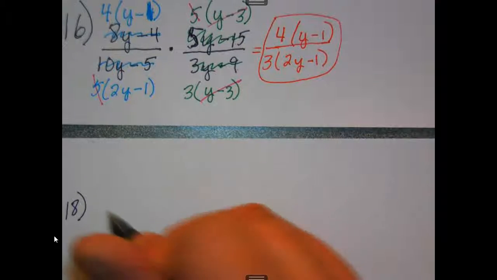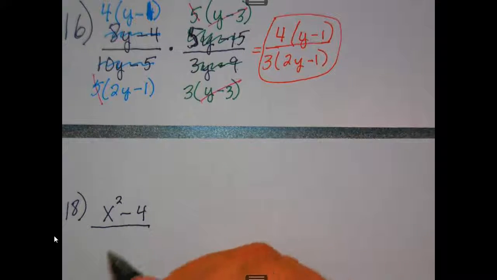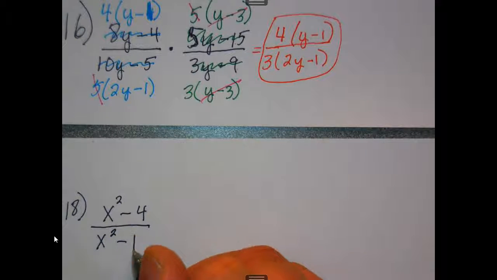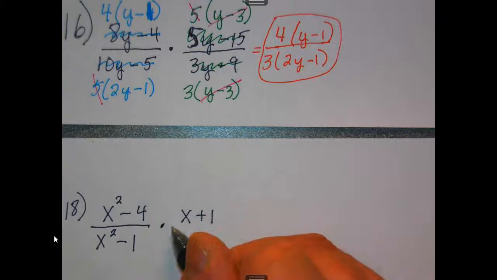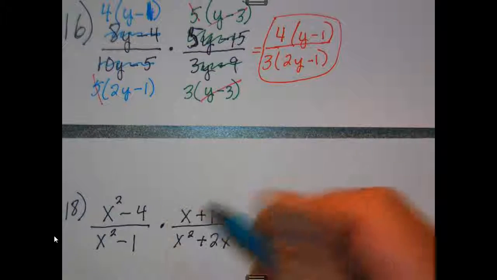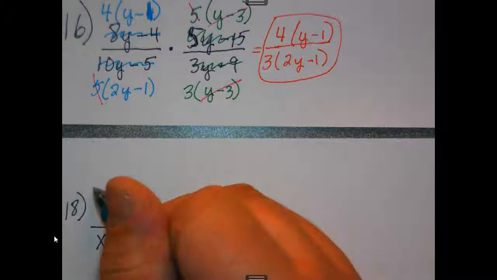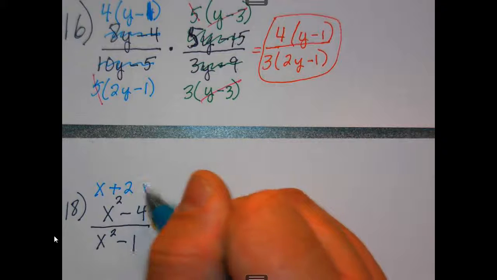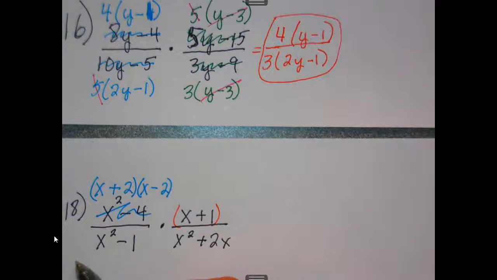I have x squared minus 4, that's the difference of squares. X squared minus 1, that's the difference of squares. Times x plus 1 over x squared plus 2x. I'm going to put parentheses around this so I don't screw it up. Okay, difference of squares, x plus 2, x minus 2. And x plus 1, x minus 1.